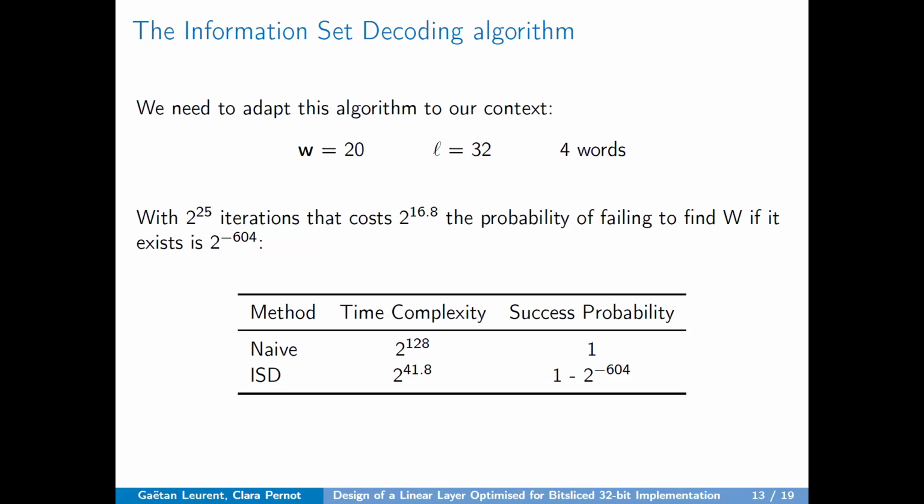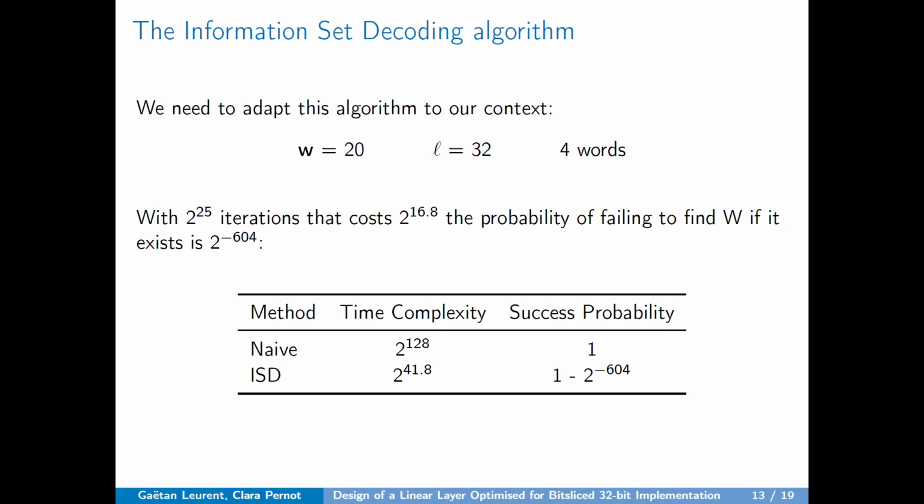This algorithm is much more efficient than the naive algorithm, because the naive algorithm requires a time complexity of 2 to the 128, but here we reduce this to a complexity of 2 to the 41.8. But I must mention that this is the complexity in the worst case, because it's the complexity when the branch number is only 21.